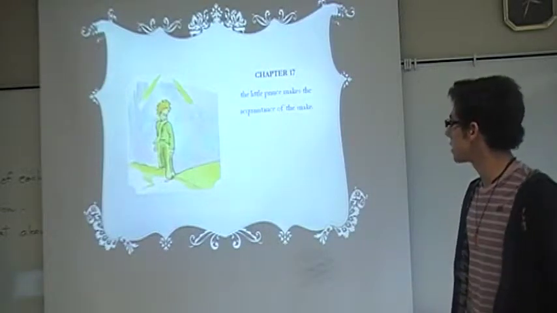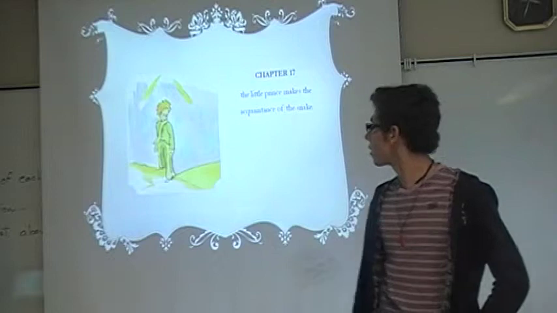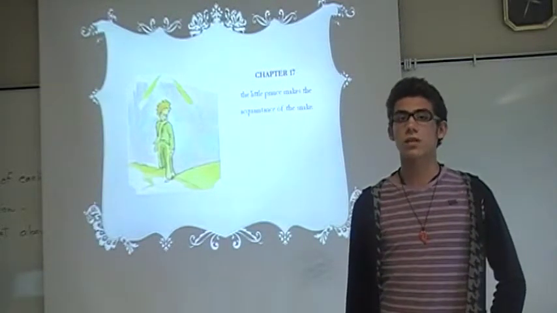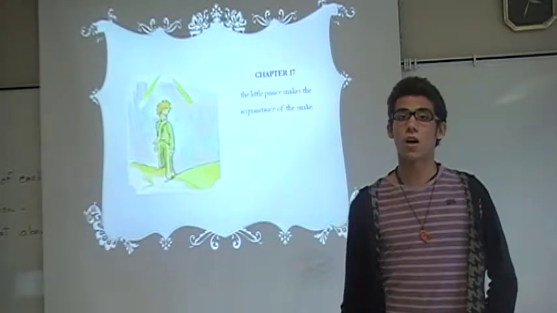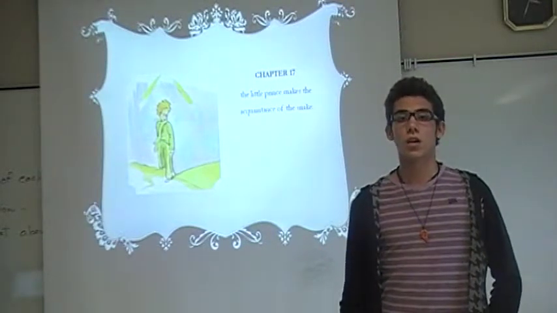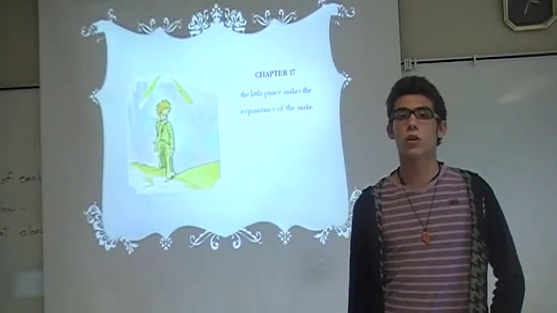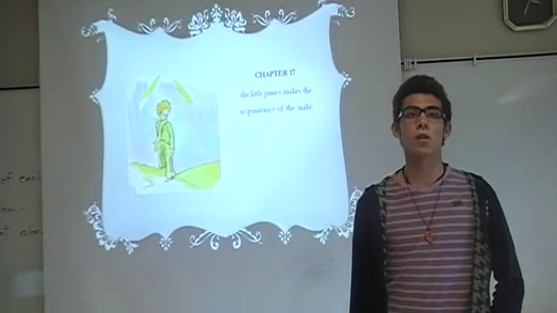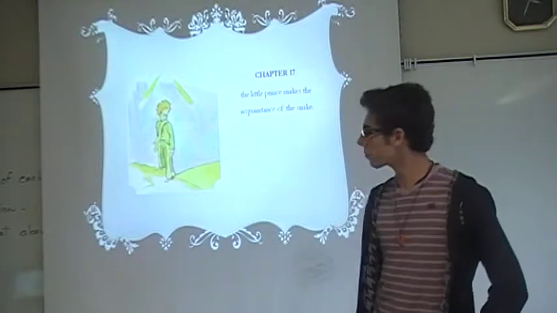In chapter 17, the Little Prince makes the acquaintance of the snake. The Little Prince, while he is in the desert, found a snake. The snake says that he is in Africa, a desert in Africa. When the Little Prince asked him about people, if he had seen people before, he says that he hadn't, but if he goes straight, he could find some.